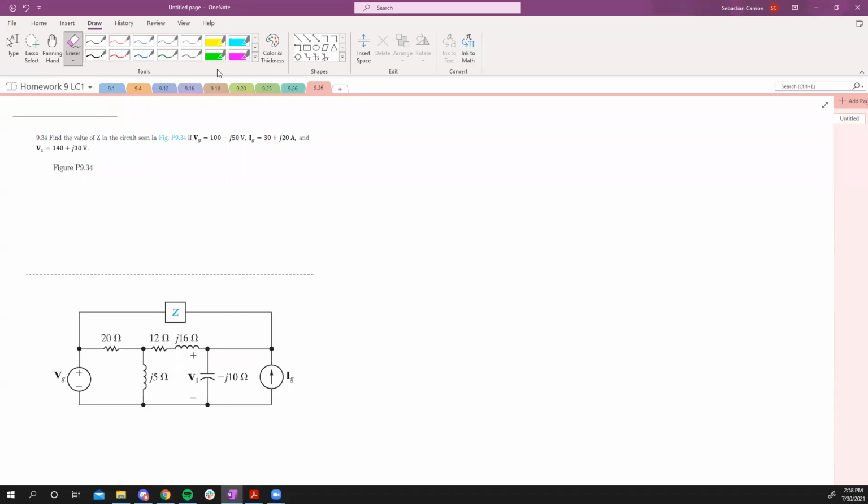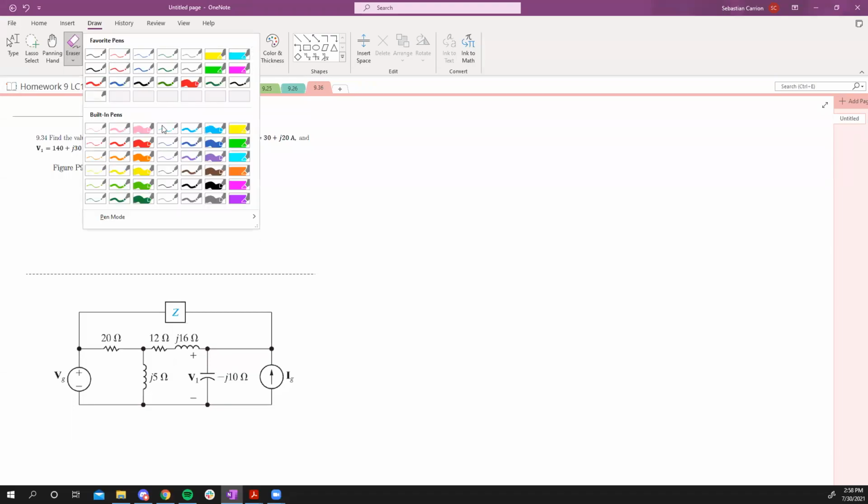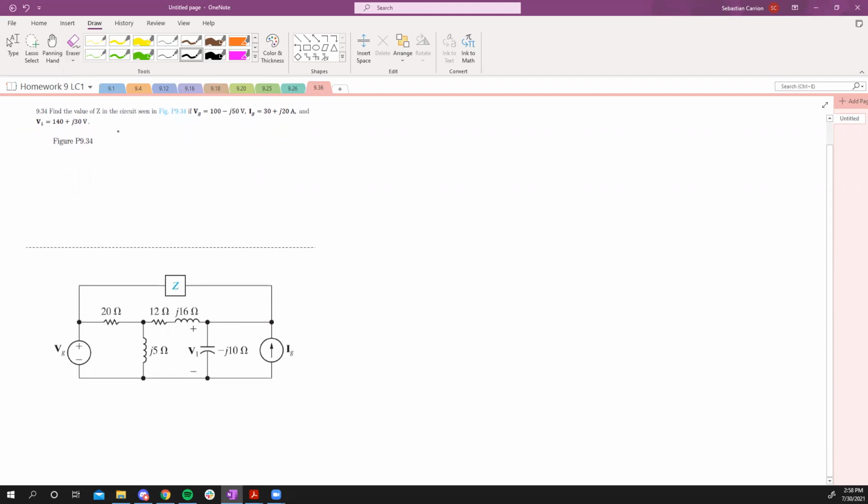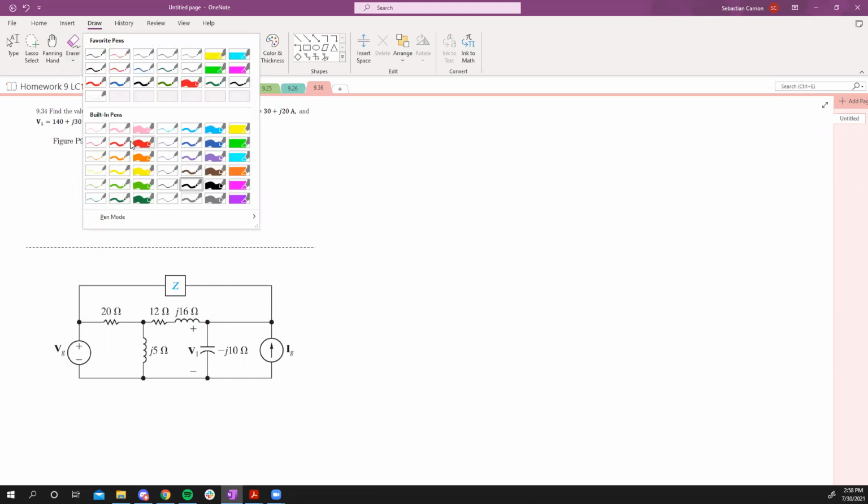All right, so we got problem 9.34. This problem is mainly to show how to solve for whatever value they're giving us using Maxima. So yeah, I'm going to go ahead and label the circuit.